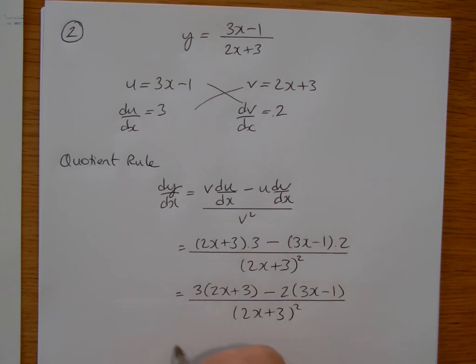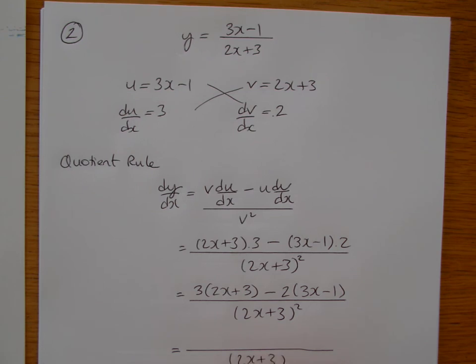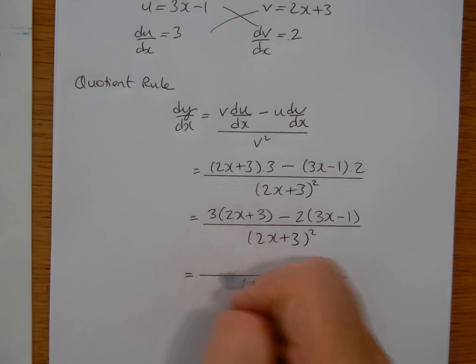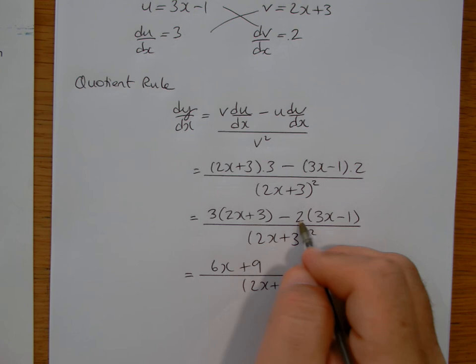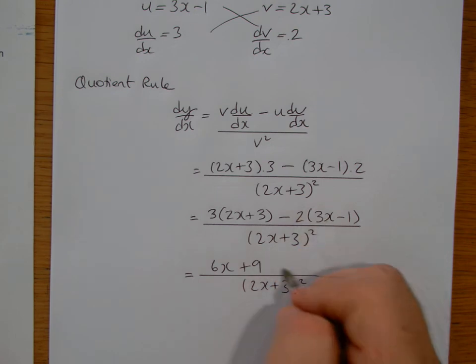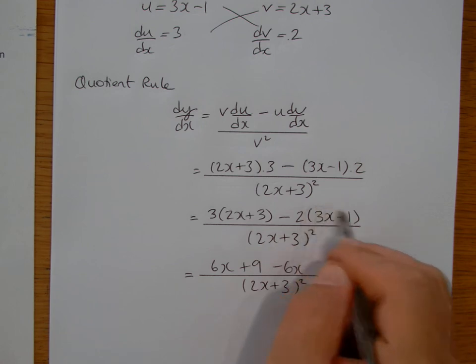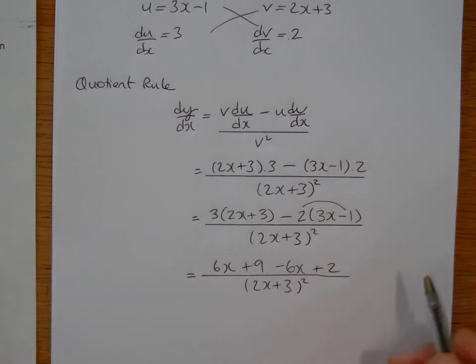Okay, so let's expand the top then. All right, maybe draw my line first. So the top then, if I multiply 3 times 2x is 6x, 3 times 3 is 9. Now be careful here when I multiply, because it'll be minus 2 times 3x, which is minus 6x. But watch out, minus 2 times minus 1. So when you times them, minus times a minus becomes a plus, yeah? So be careful on that.